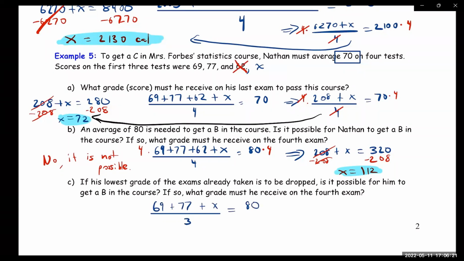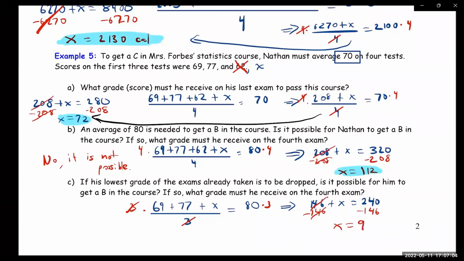So now let's do the same process. Let's multiply both sides by 3 this time. We can cancel the denominator. And now if you add these two numbers, 69 and 77, you should get 146, plus X is equal to 80 times 3, which is 240. Then subtract 146 from both sides. X is going to equal, it's like 94, I believe.